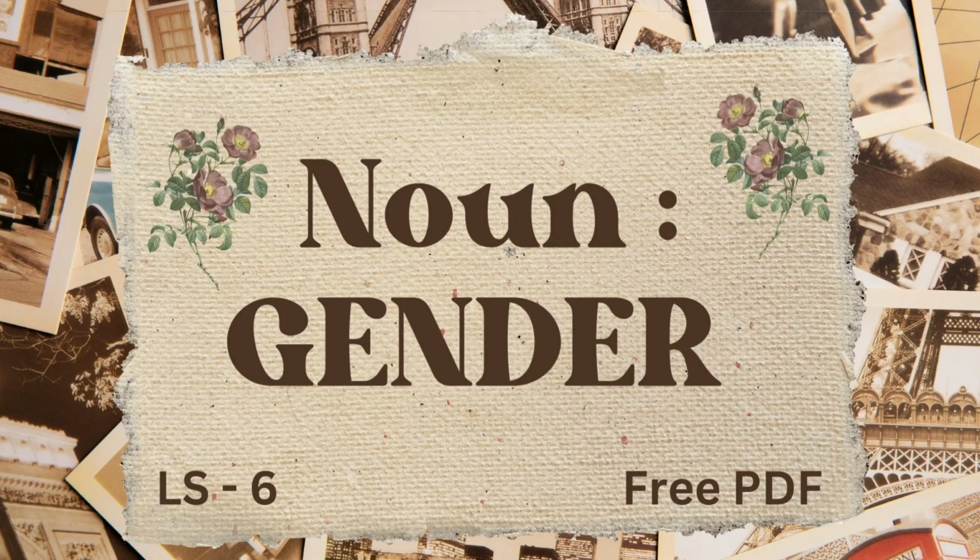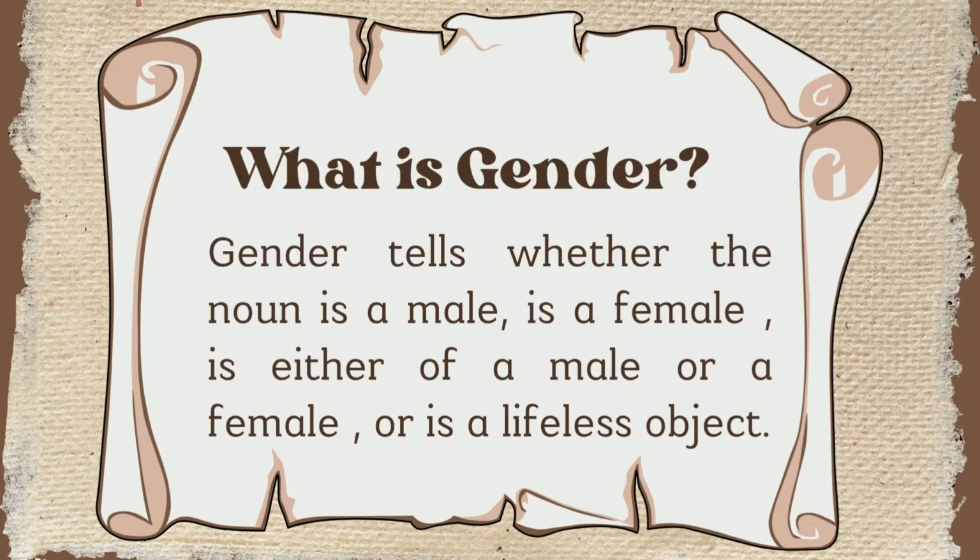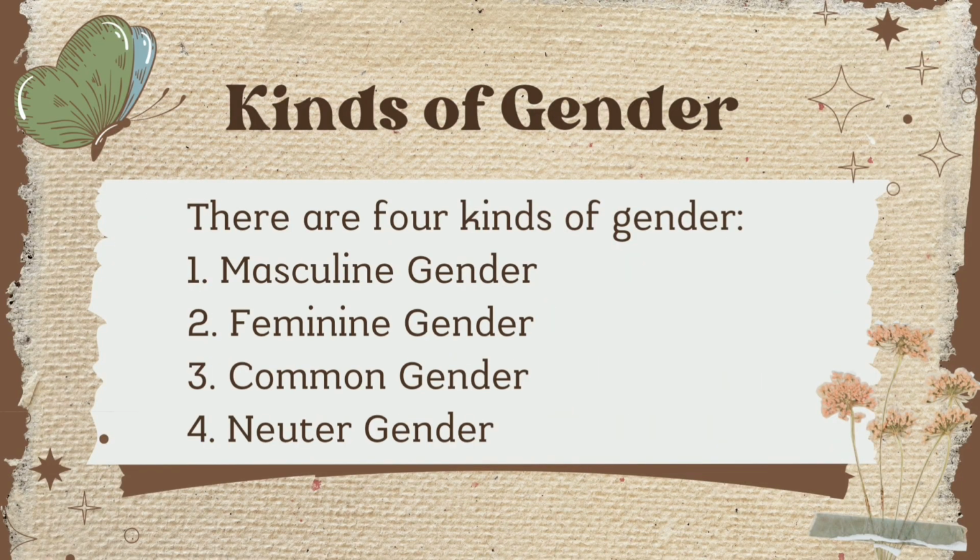In this video, you will get to know about noun gender. What is gender? Gender tells whether the noun is a male, is a female, is either a male or a female, or is a lifeless object. Kinds of gender. There are 4 kinds of gender.